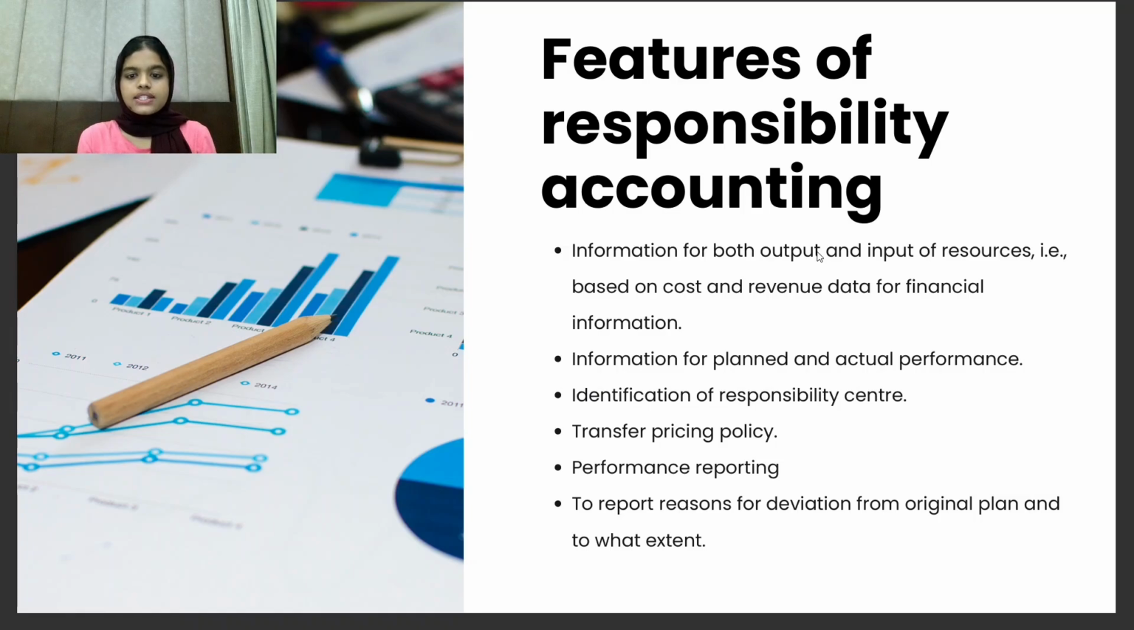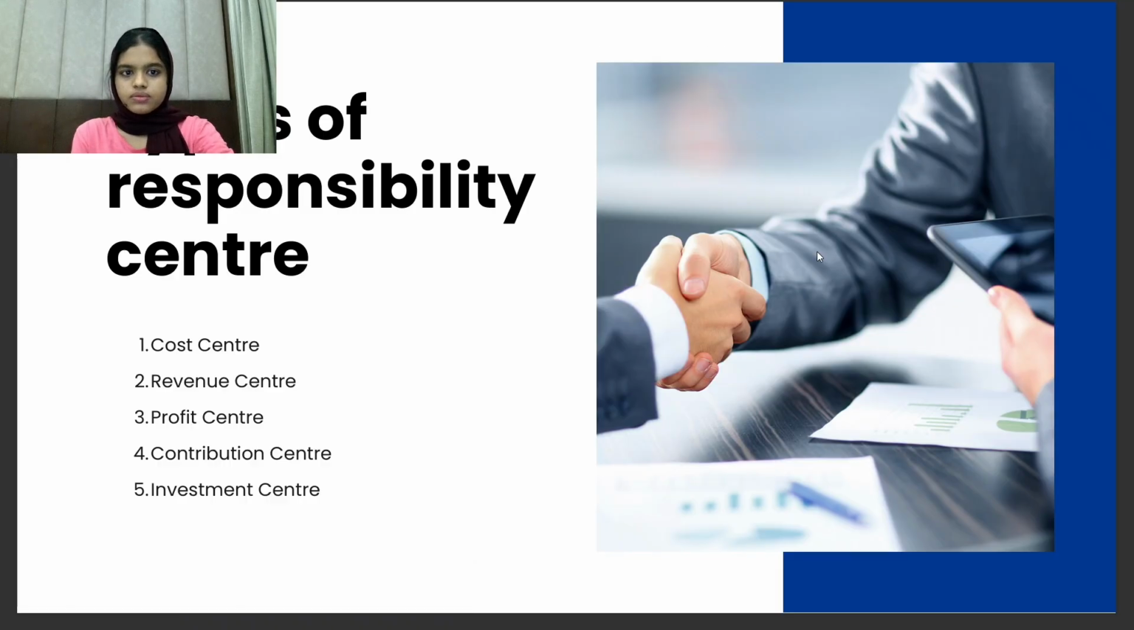It compares plans to the actual performance to see any variations. It helps identify which manager is responsible for each part of work, and it also has a transfer pricing policy, which means that it decides the price for goods or services exchanged between departments. It has performance reports. It shows how well each department has done, and it explains why results differ from what was planned. Types of responsibility center.